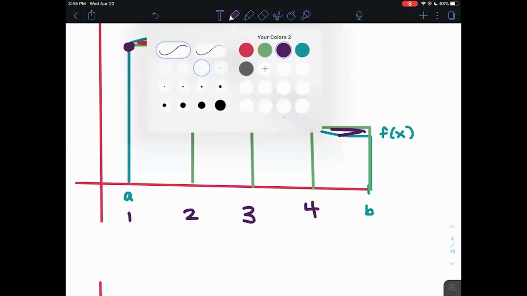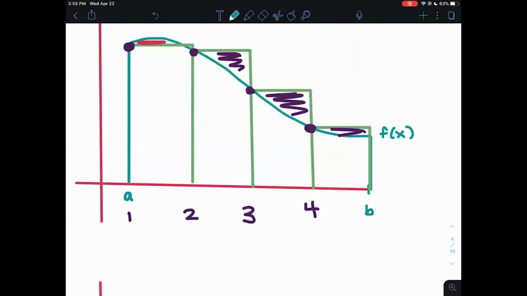If I used instead, let's see how many colors I can put on one thing at one time, the height at the right side of each interval, so for my first rectangle, I used this height, second rectangle, this height, third rectangle here, and fourth rectangle here, that would be a right-handed approximation for this particular function. In this particular function, that right-hand approximation would be an underestimate. We would be missing a lot of area, whereas in this particular function, the left-hand approximation gave us an overestimate.